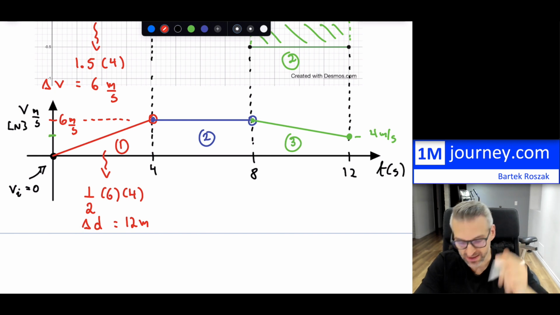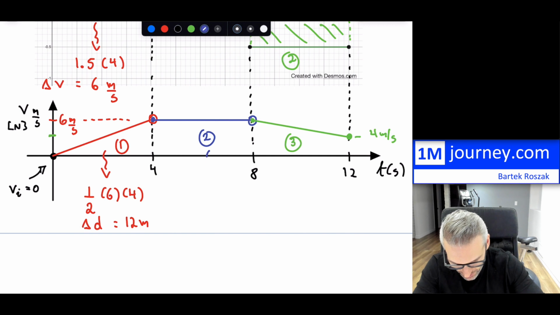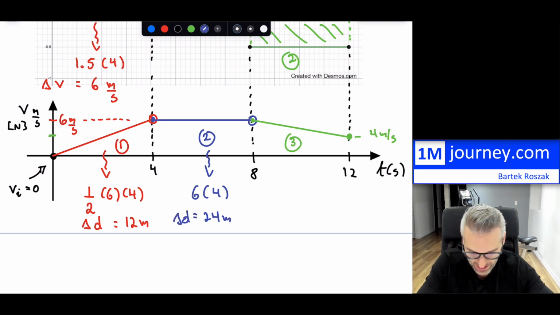Okay, so that's that. Now for the second one, what is the change over here? This one is a rectangle, so much easier. So this is going to be just 6 multiplied by 4. So this is just 24. So that's 24 meters, and that is your change in this second one.